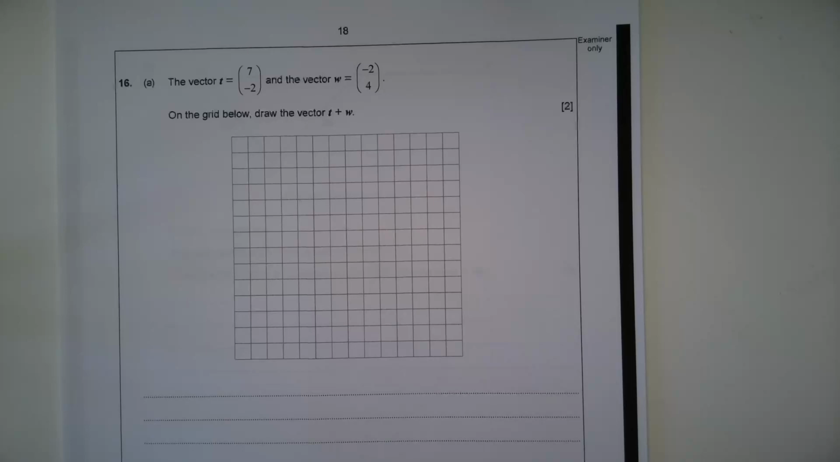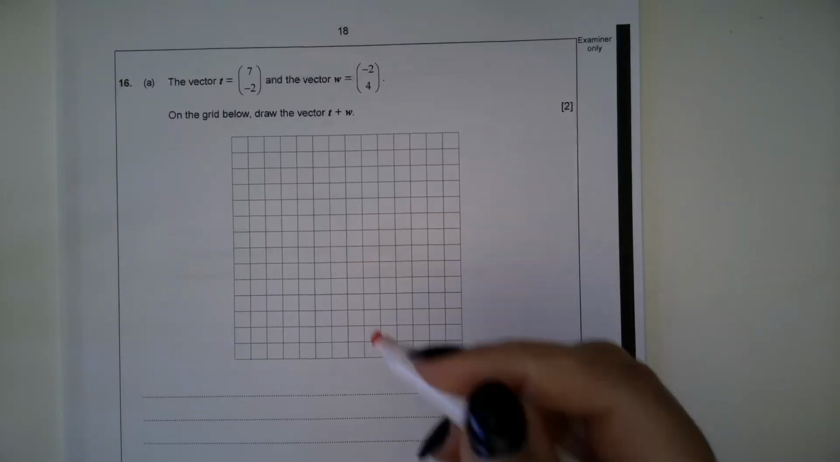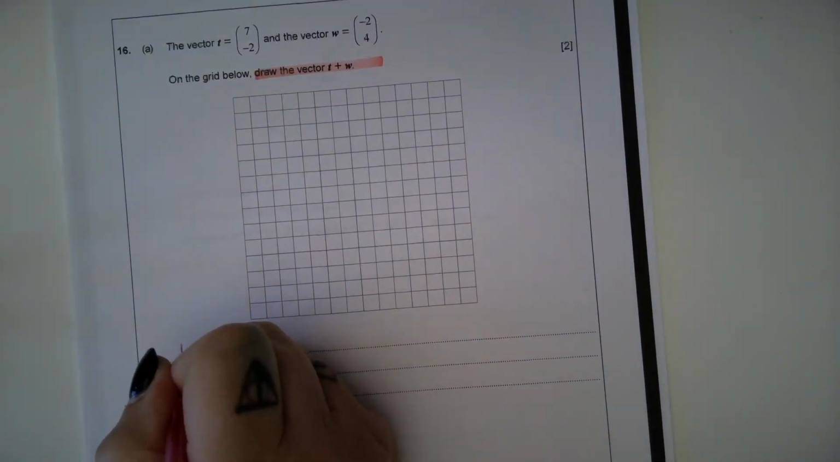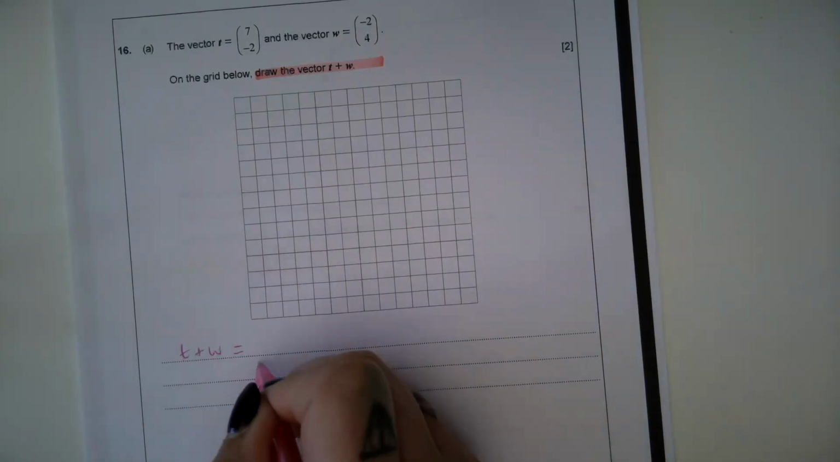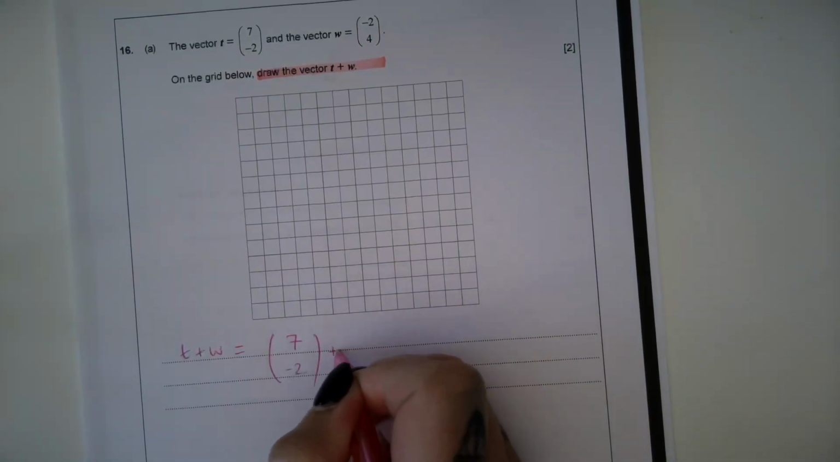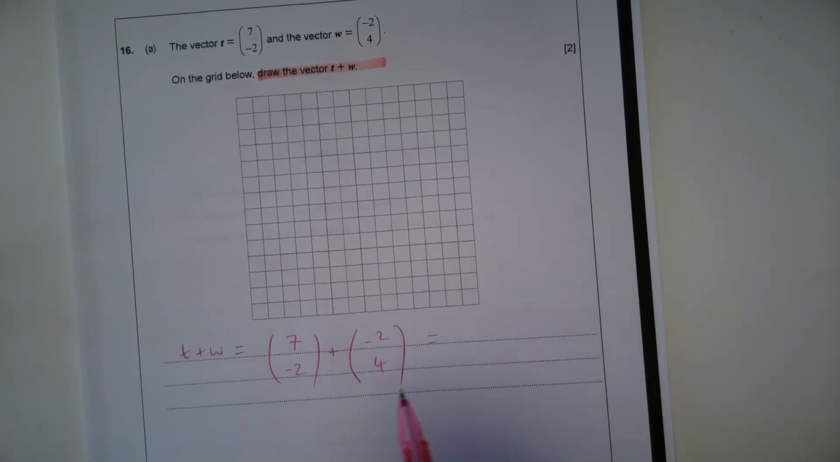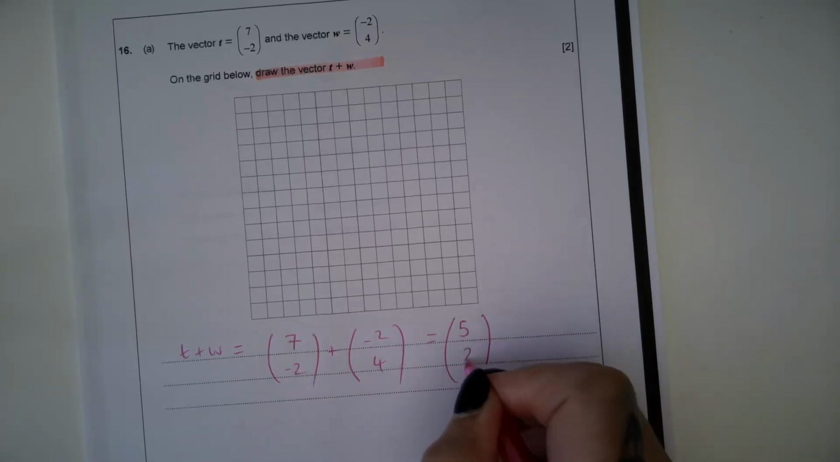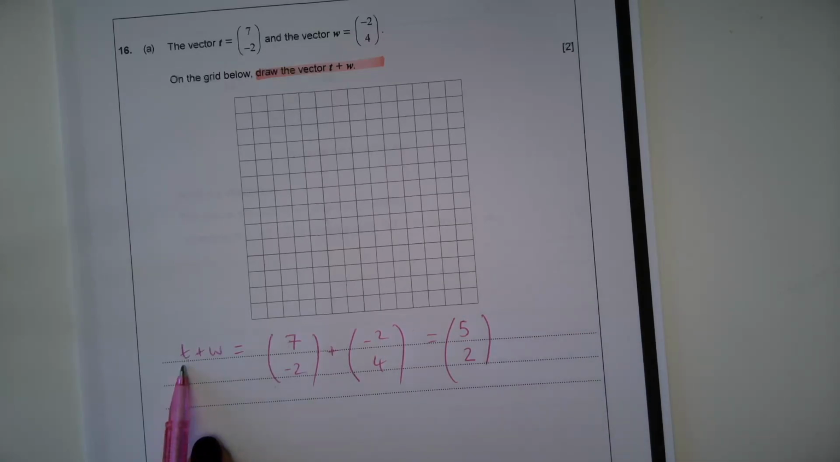16a. The vector t equals 7, negative 2, and the vector w equals negative 2, 4. On the grid below, draw the vector t, add w. So let's find the column vector t, add w to start off with. So t add w is equal to t plus w. So 7 plus minus 2 is 7 minus 2. So that becomes 5. Minus 2 plus 4 becomes 2. So the column vector for t add w is 5, 2.